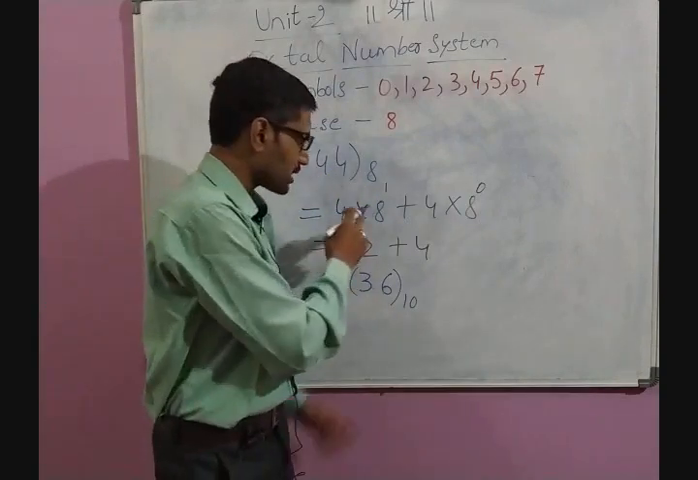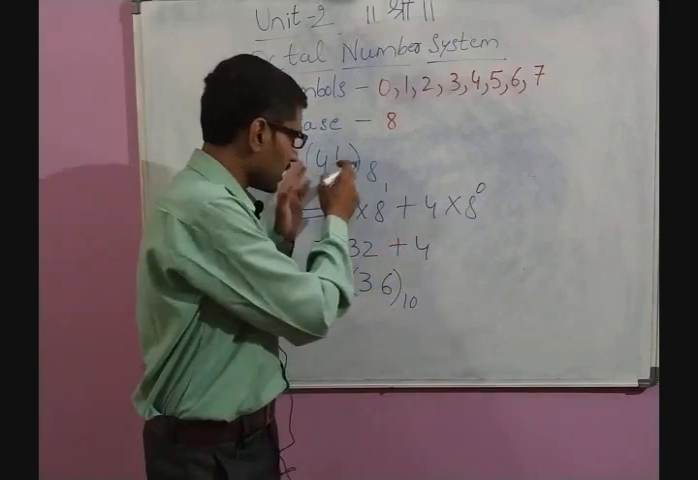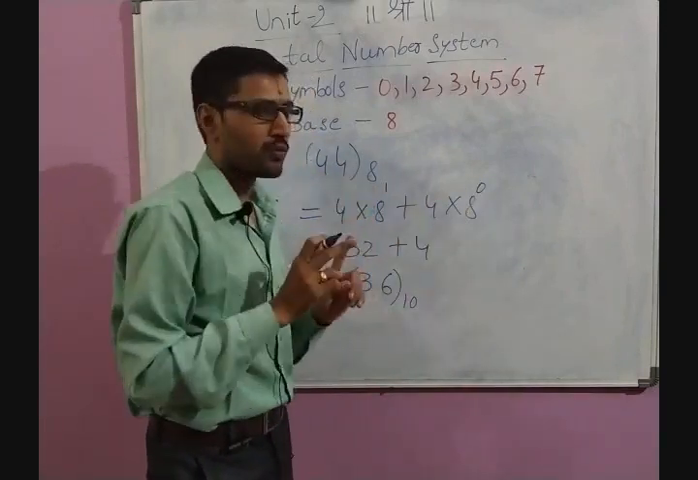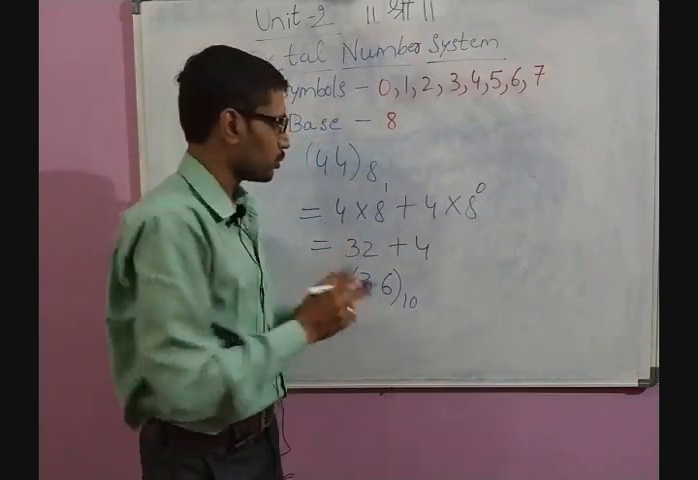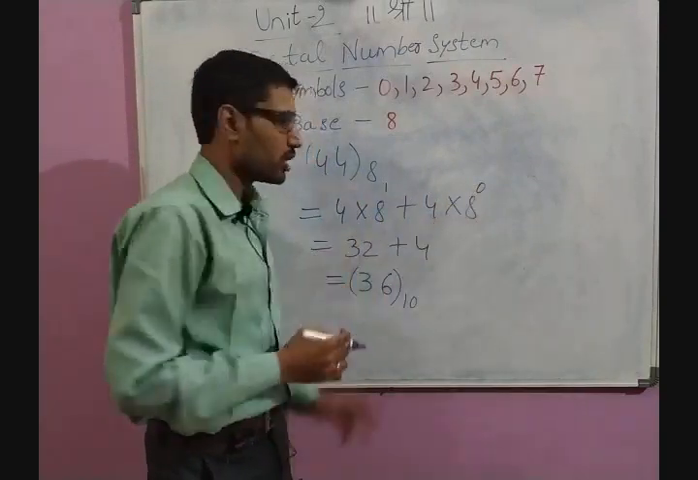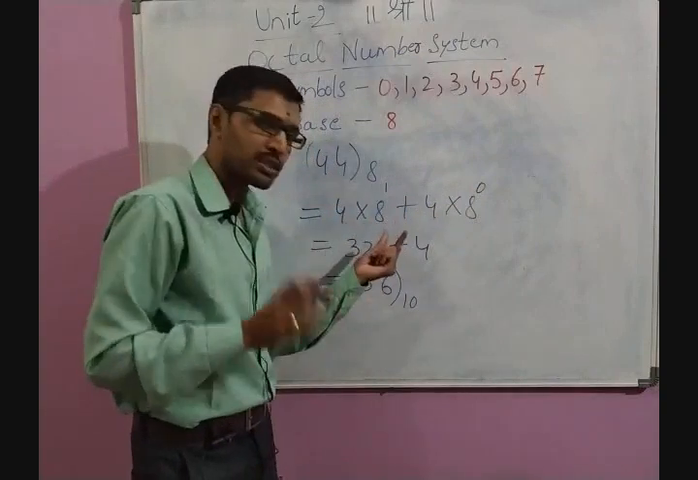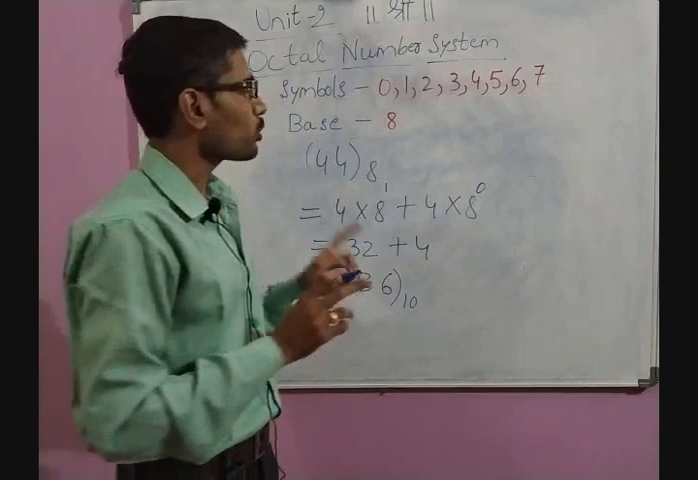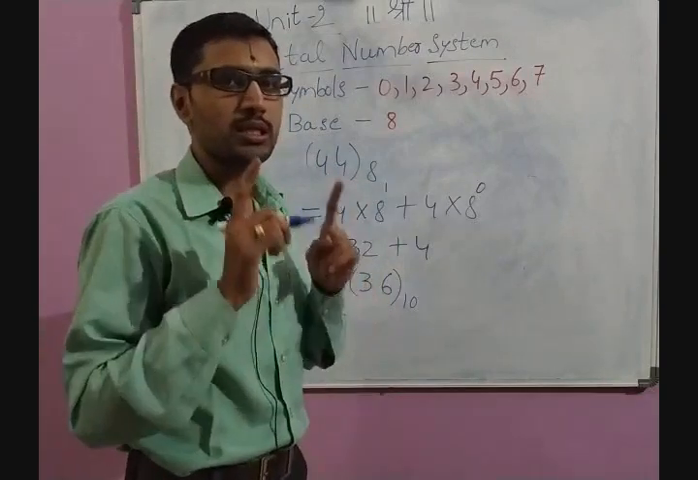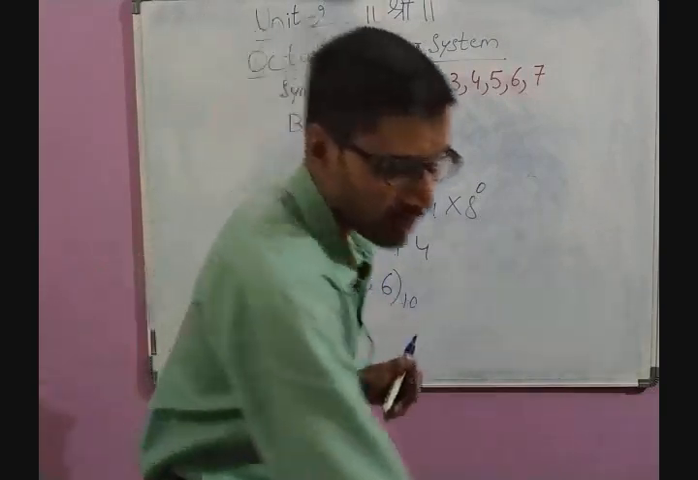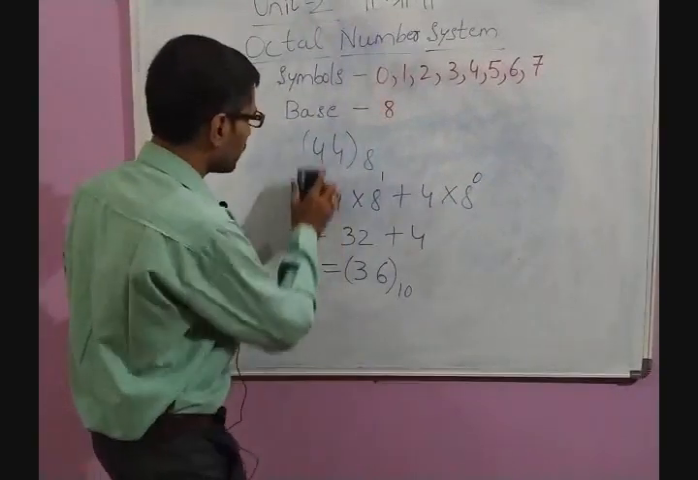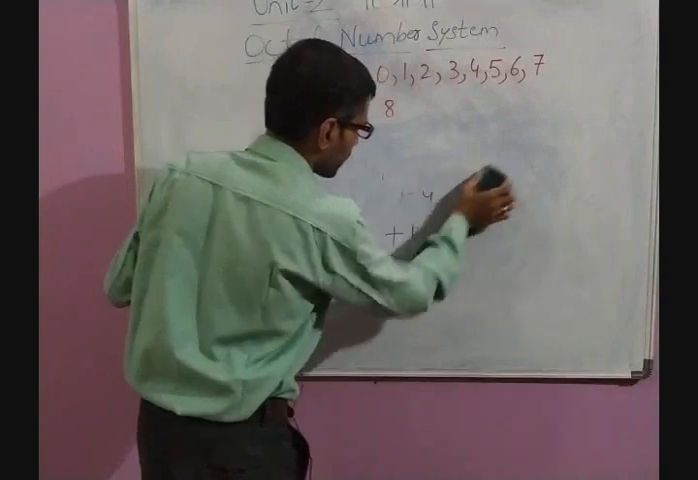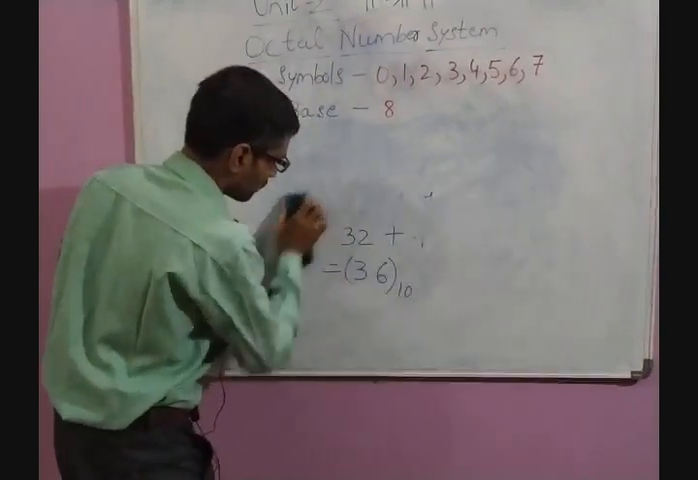So the concept remains the same: take the digits and multiply them with the base raised to the respective powers of the positional values, 8 raised to 0, 8 raised to 1, and so on. All these have positional values, so we can conclude that octal numbers also belong to the positional number system. Let me take one more bigger example, so that we can convert that octal number into the equivalent decimal number.